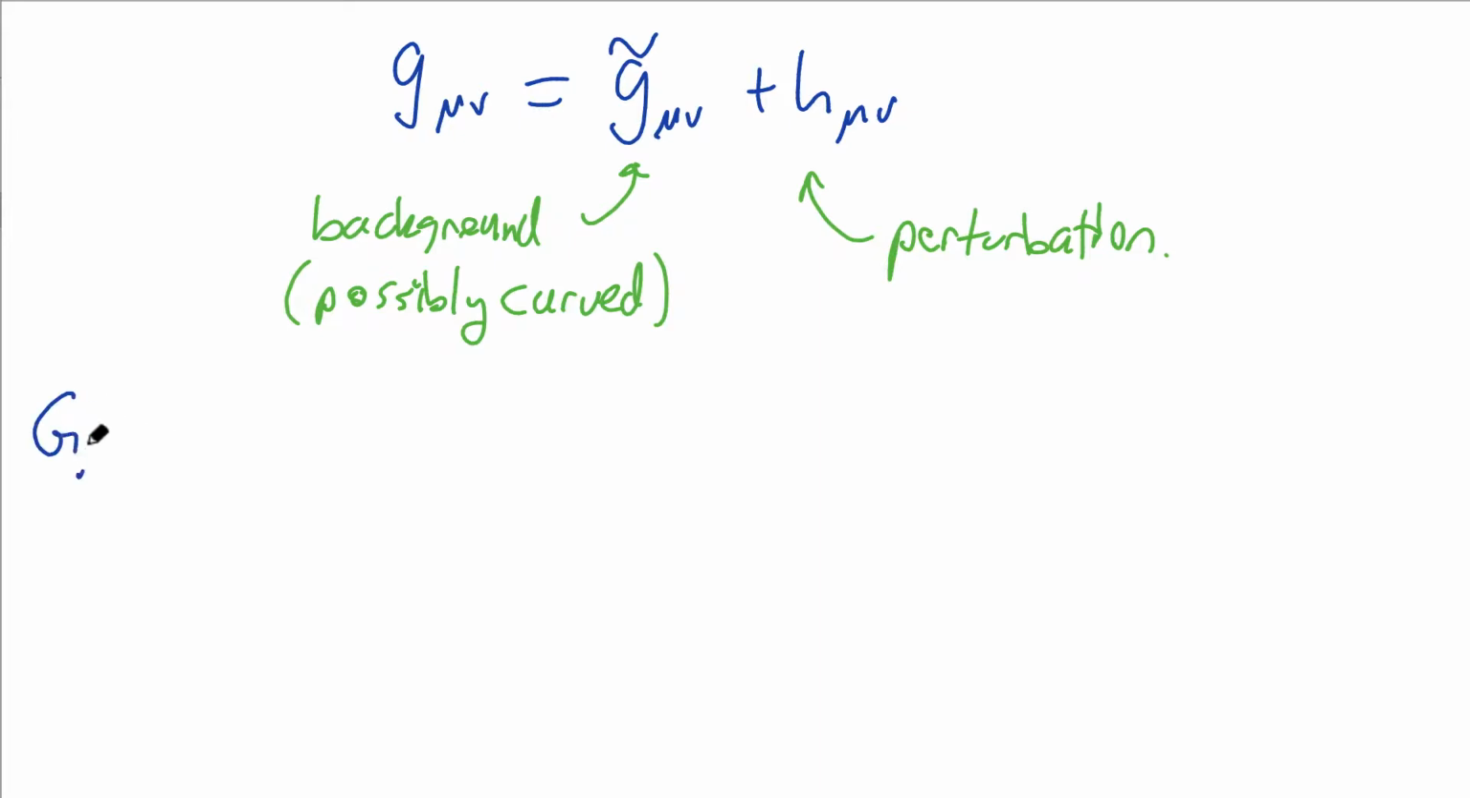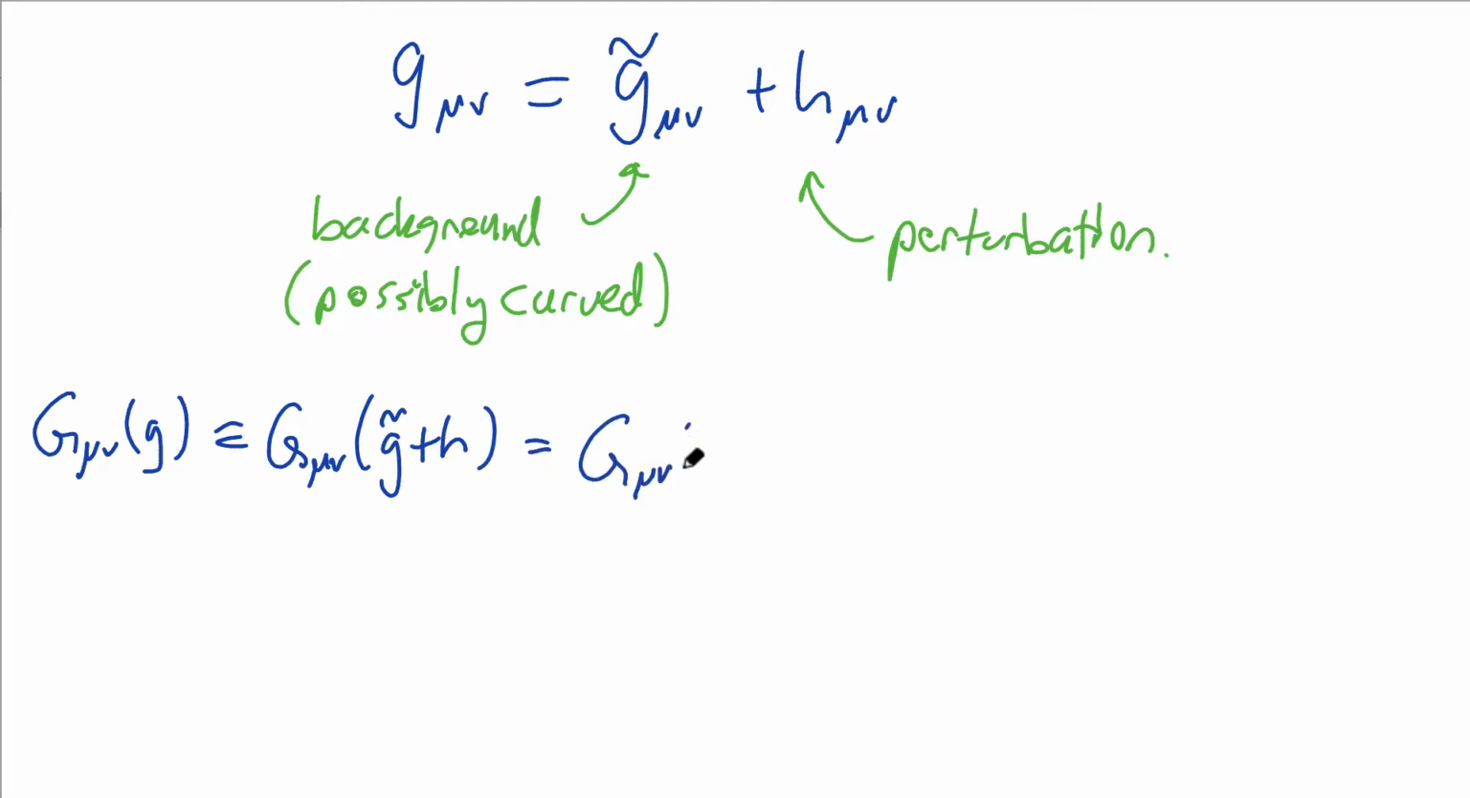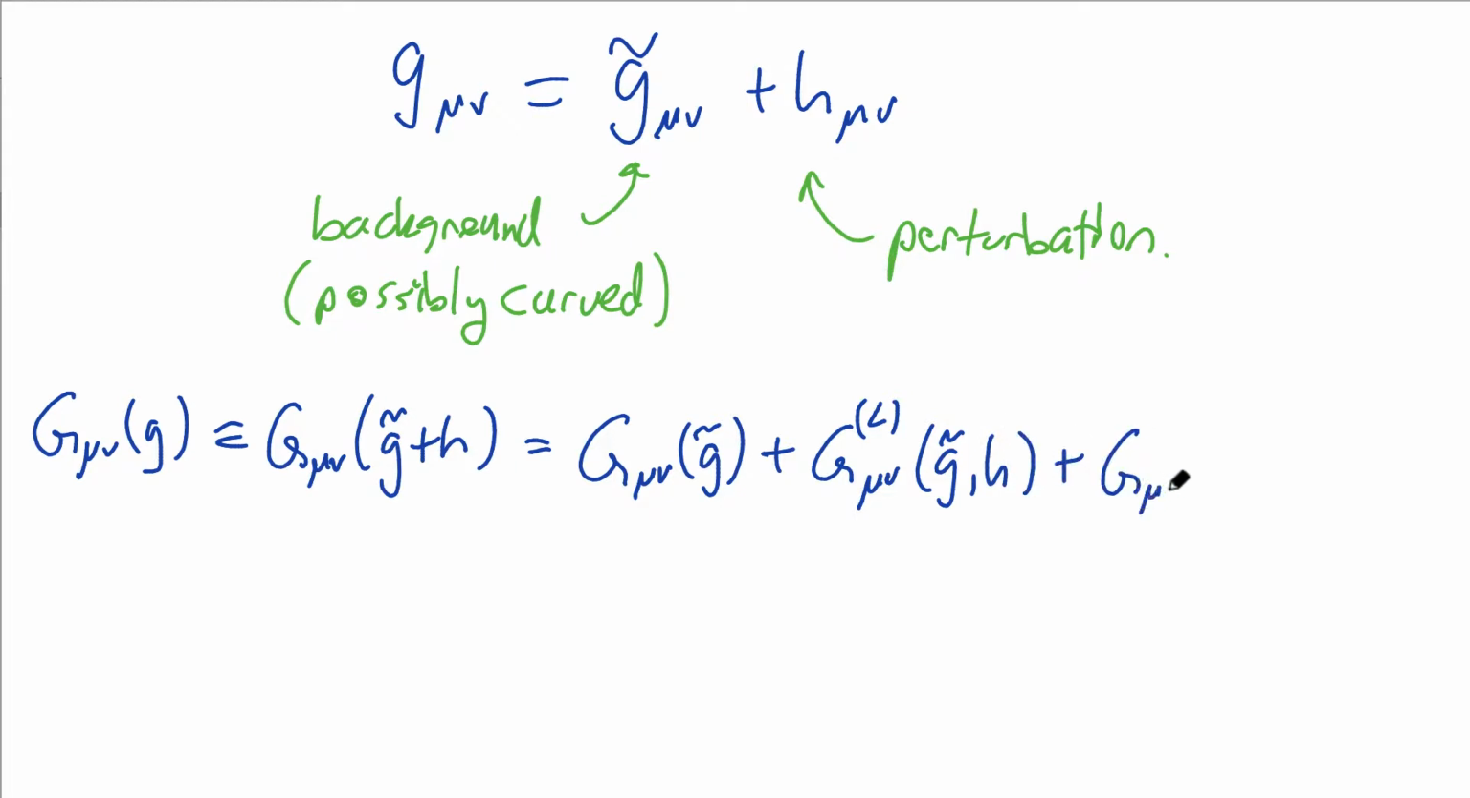So the Einstein tensor, G mu nu, depends on the metric g. That's G mu nu of g tilde plus the perturbation h. We expand that as G mu nu of g tilde, that's the Einstein tensor for the background metric, plus a term G_L that's linear in the perturbation. It depends on the background as well as the perturbation, plus a term that's quadratic in the perturbation, and so forth. And of course we can carry out the same expansion for the stress energy momentum tensor.